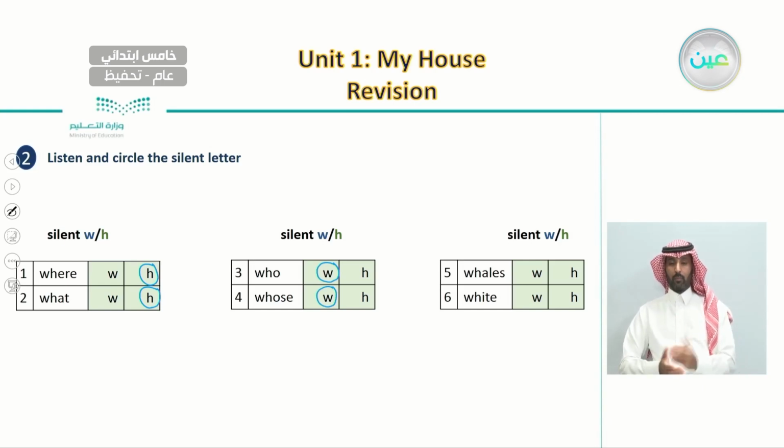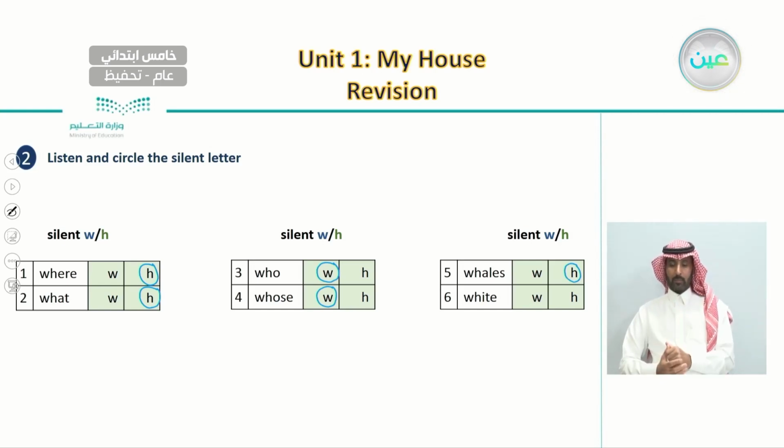Now let us move on to number 5. What is the silent letter with the fifth word, which is Wales? Wales. So the silent letter of the word Wales is letter H. Letter H.